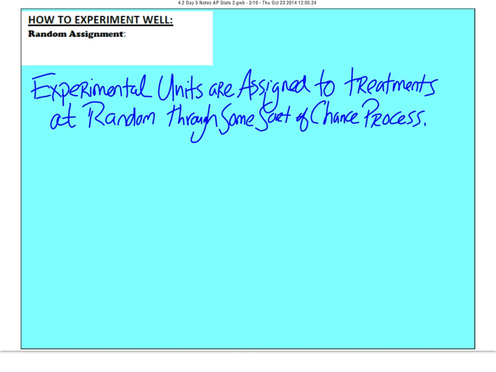Now, the first thing you want to do in designing an experiment well is really think about that randomness. It must be that the experimental units are assigned to treatments at random through some sort of chance process. There's a variety of ways you can talk about this randomness in your experiment design. We have the random number generator. We have Table D. The most common and the easiest to use is actually putting slips of paper in a hat and drawing from them to create random assignment of treatments to your subjects.